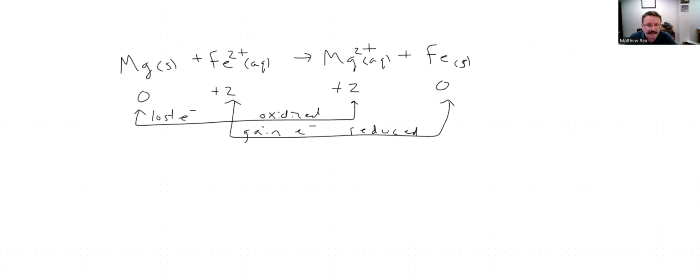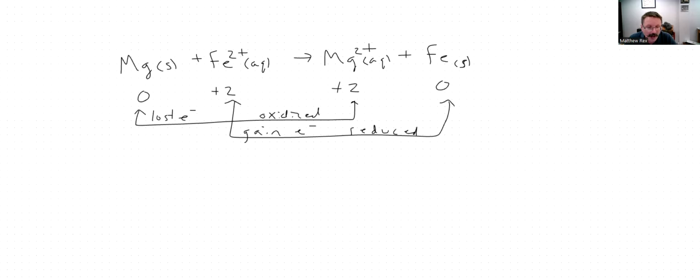So for the oxidizing agent, it is the thing that facilitates reduction. Reduction is a gain of electrons. So for something to be able to gain electrons, something else has to be able to lose them. So the thing that is losing electrons, the thing that is giving them for that other thing to take them, is actually going to be the reducing agent.